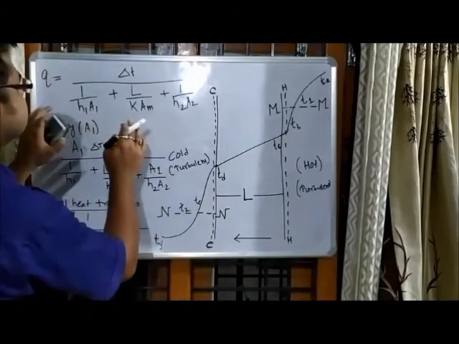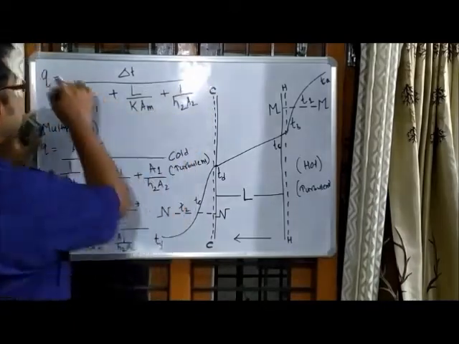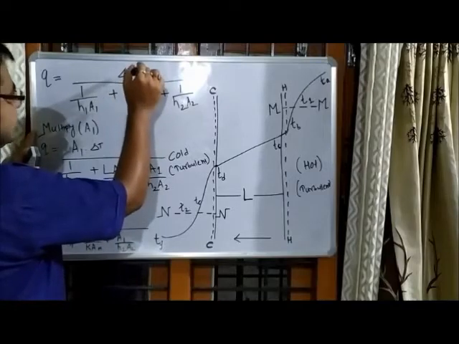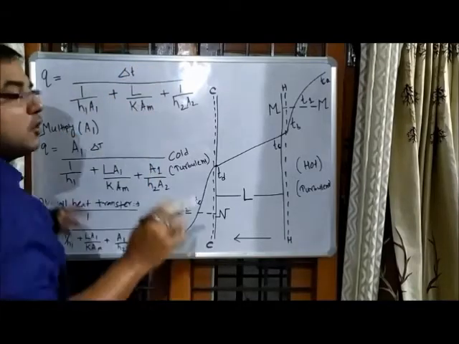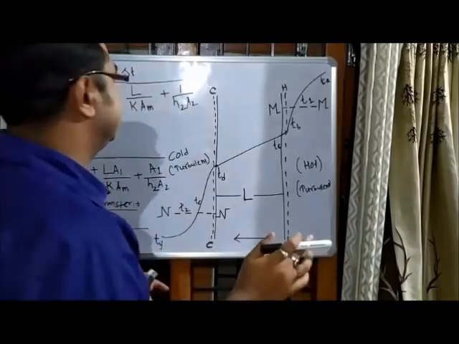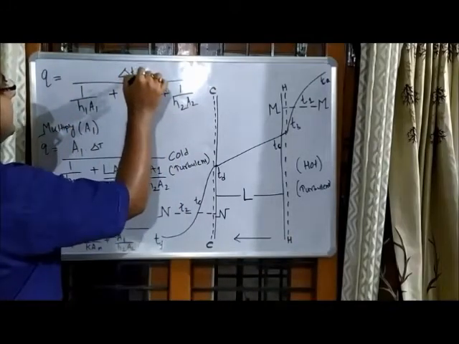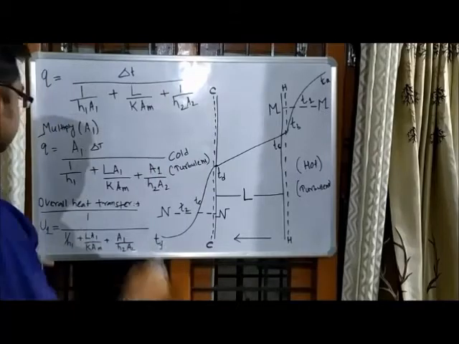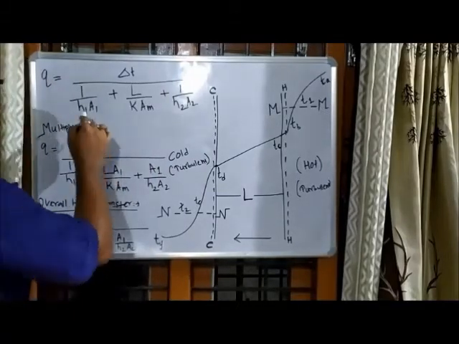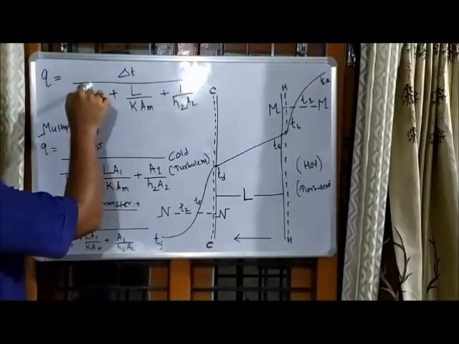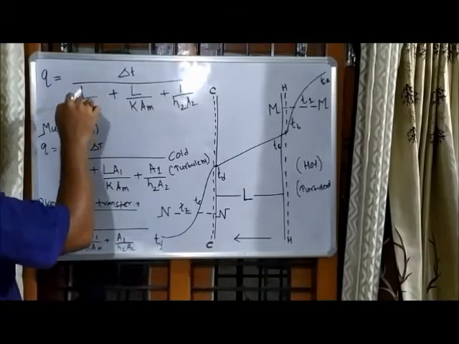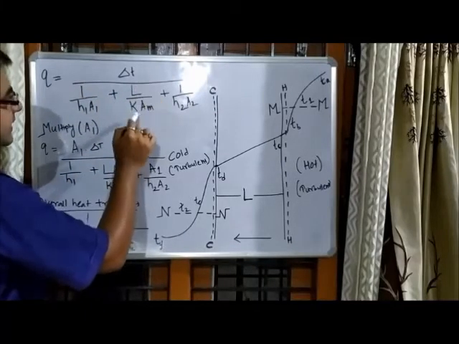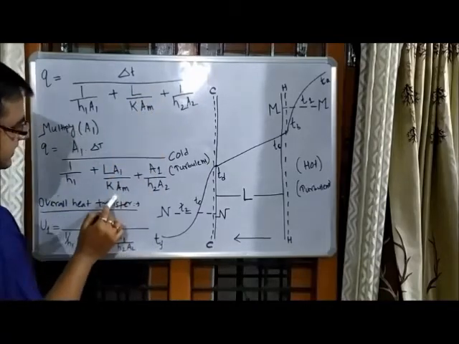Now in this equation, if we multiply both the numerator and the denominator with A1, what will happen? Here A1 into delta T will come, so A1 into delta T plus, here if we multiply with A1, it will get cancelled out. So 1 by H1 plus LA1 divided by KAM, right?